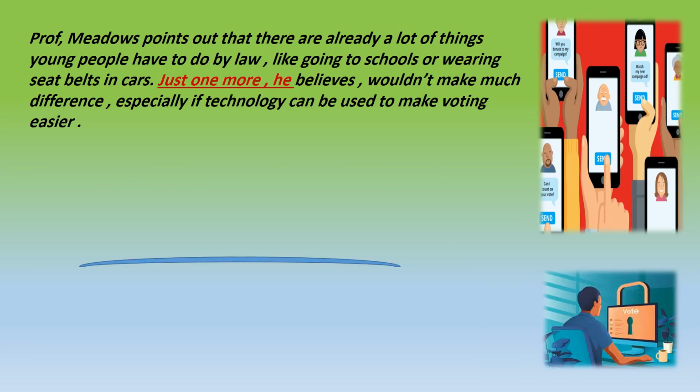Let's move to the last paragraph. Technology can be used to make voting easier. Professor Meadows points out that there are already a lot of things young people have to do by law. Such as what? Like going to school, or wearing seatbelts in cars.